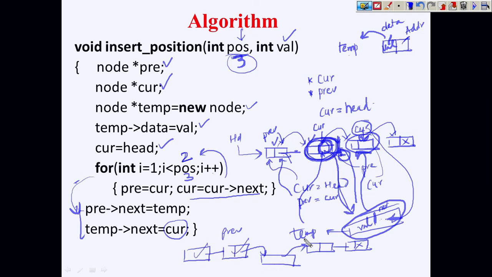So to achieve this, we need to capture the two nodes: the node which is actually after the desired position, and the previous node. So this we have captured with the logic of current and previous, and then we did some logic and we have achieved what we are looking for.